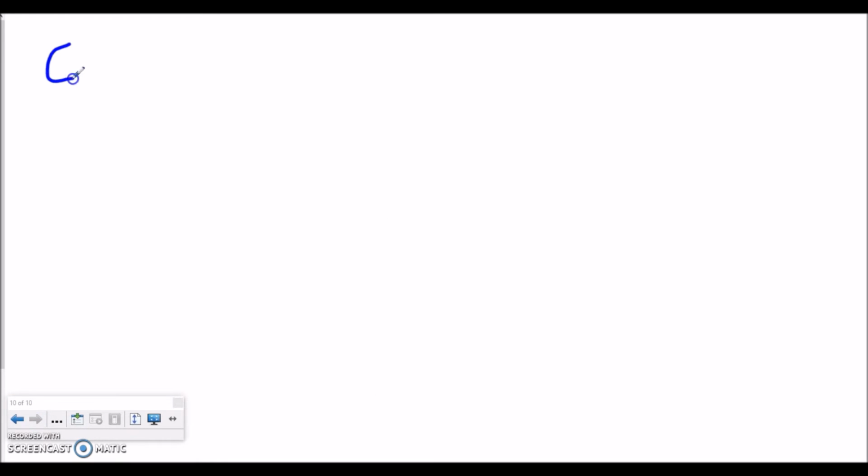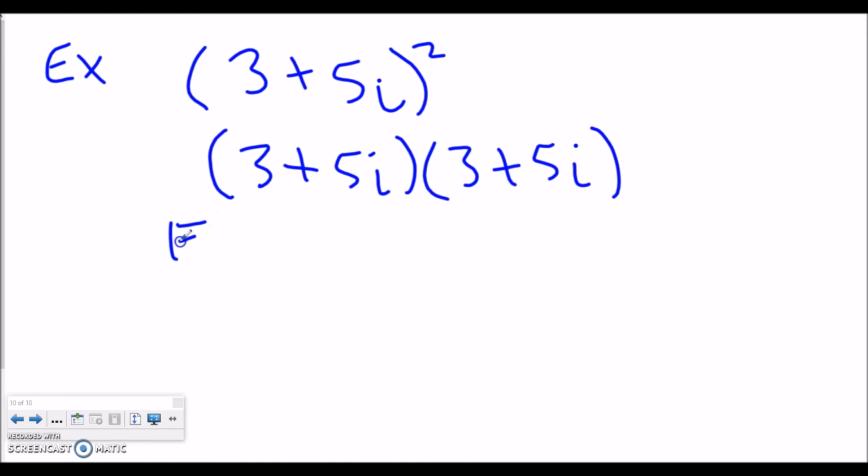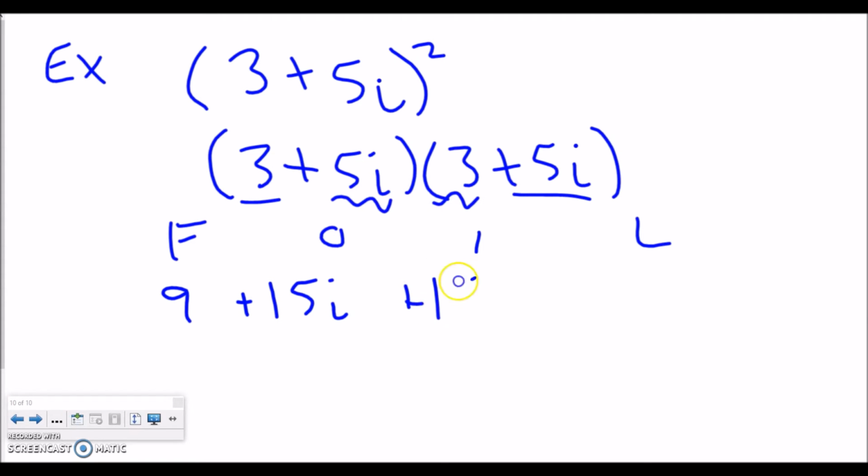What if instead of writing two parentheses, they give me a parentheses squared? That means write it twice. And again, we have to FOIL. 3 times 3, 9. Outers, 15i. Inners, 15i. Lasts, positive 25i squared.